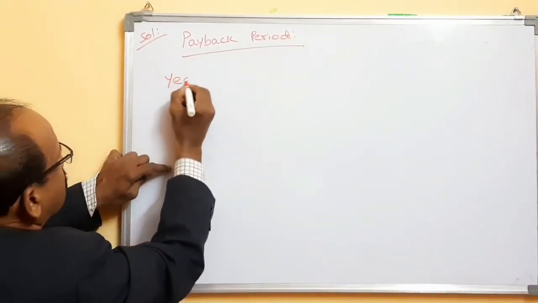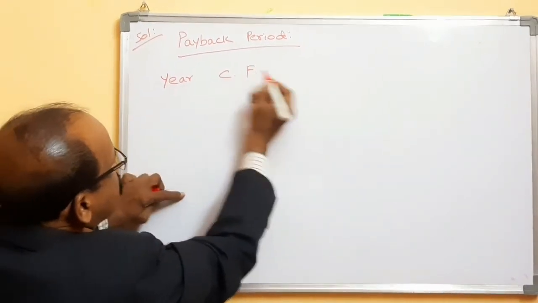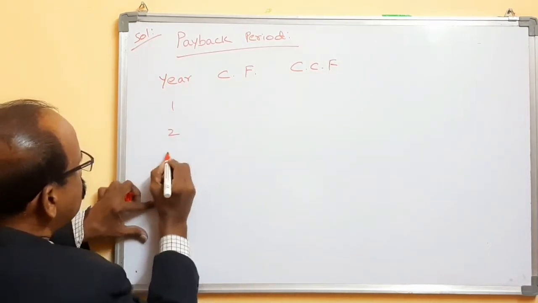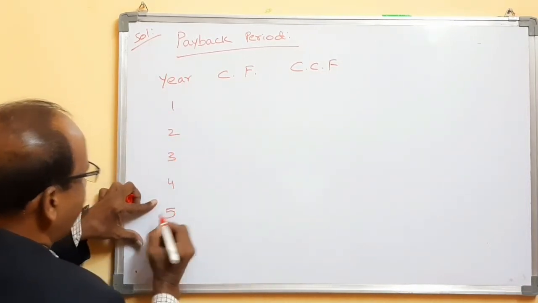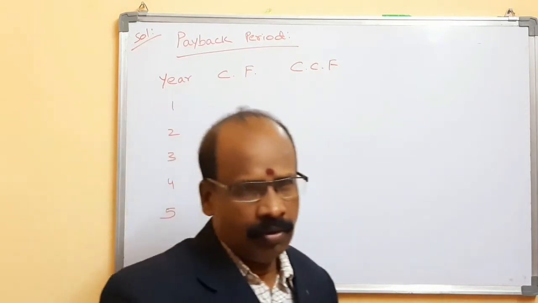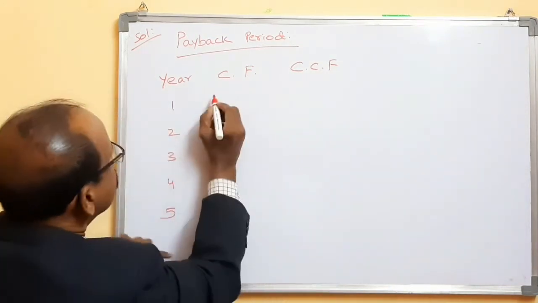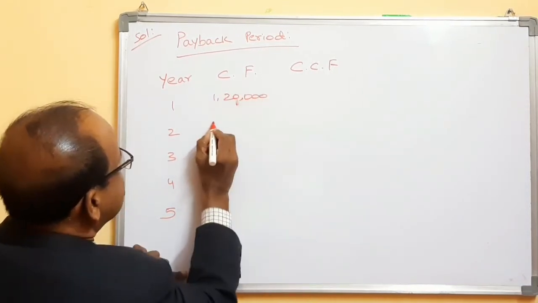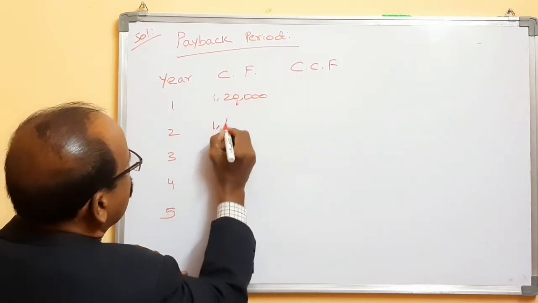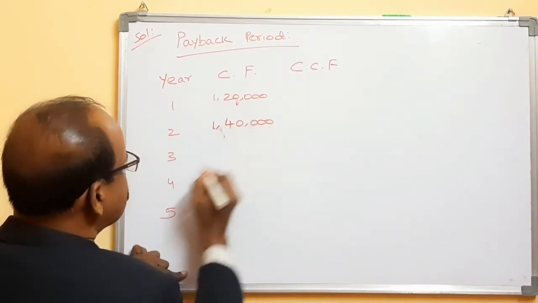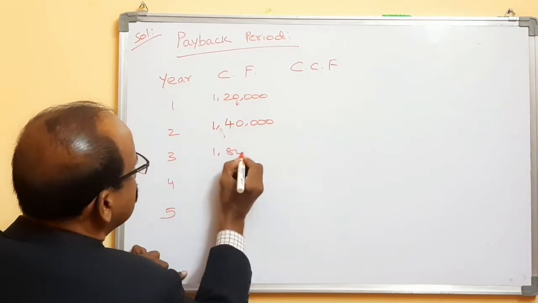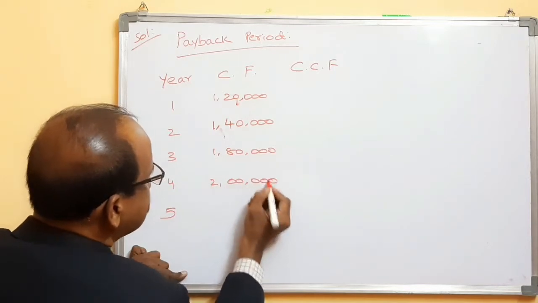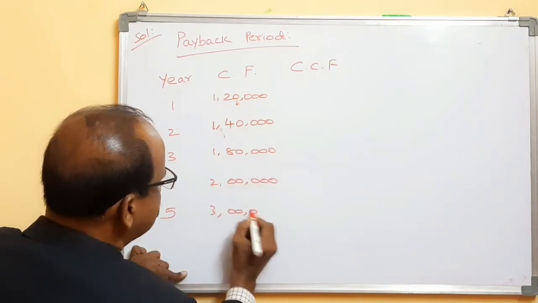Here, cash flows and cumulative cash flows. Year 1, 2, 3, 4 and 5. First year cash flow 1,20,000. Second year cash flow 1,40,000. Third year 1,80,000. Fourth year 2 lakhs, and fifth year 3 lakhs.